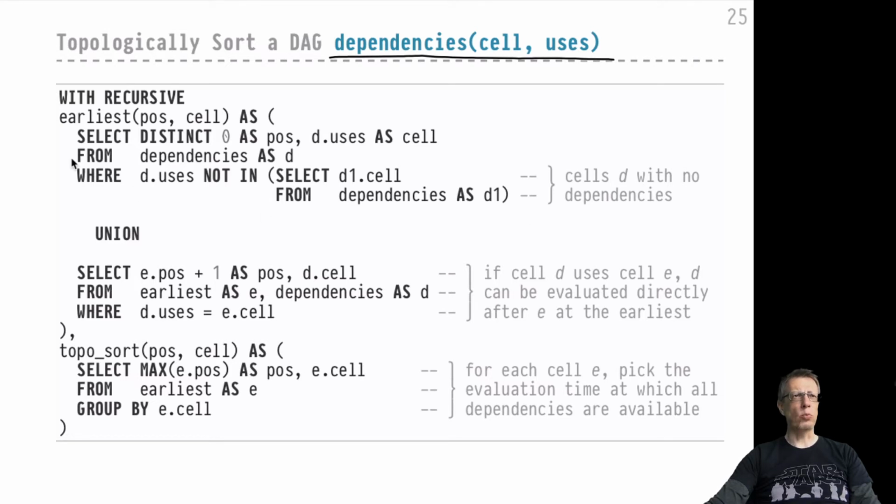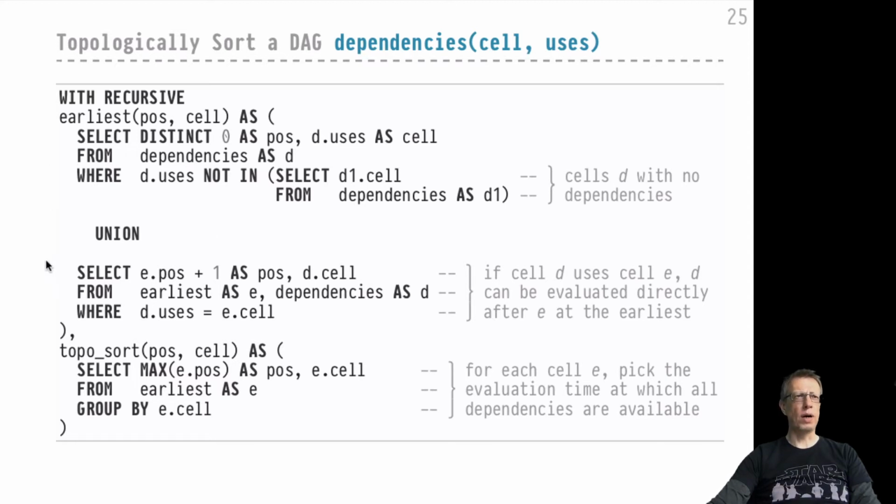And this is exactly what we are doing in this first query of our recursive CTE. So let's find all the cells that are being used, but do not use other cells. All right, so these are the leaves of our dependency graph, and we would record them with a position 0. This position reflects the time at which we can evaluate these particular cells, and indeed we could evaluate them at the earliest possible time, at time 0 here. All right, so that would be all the leaves of the dependency graph.